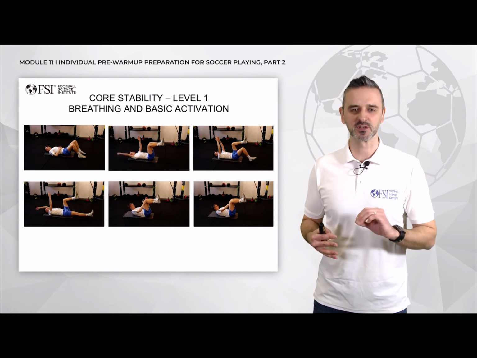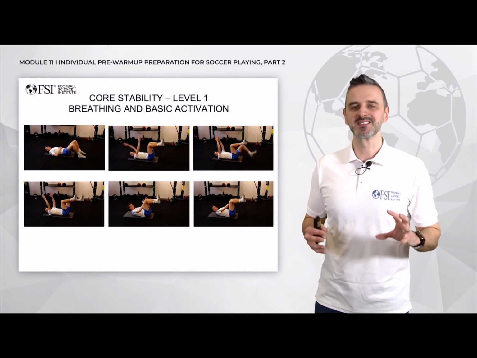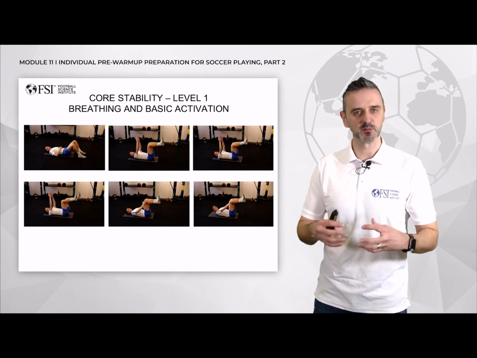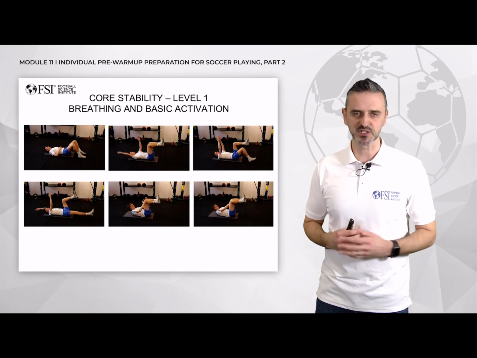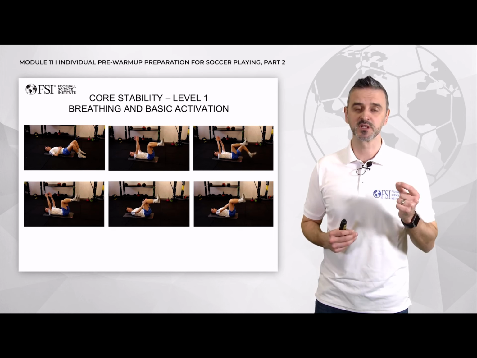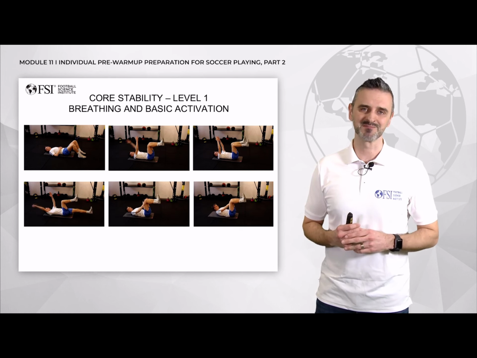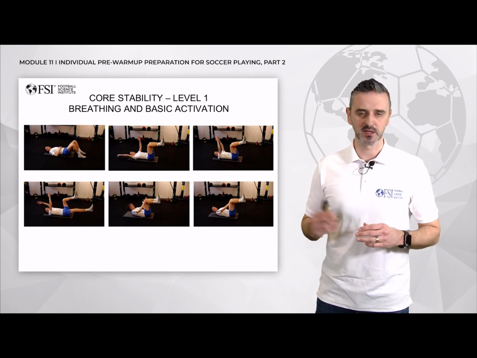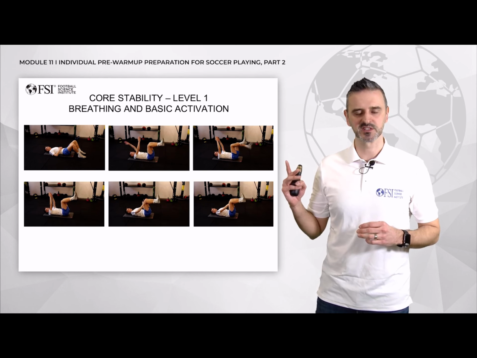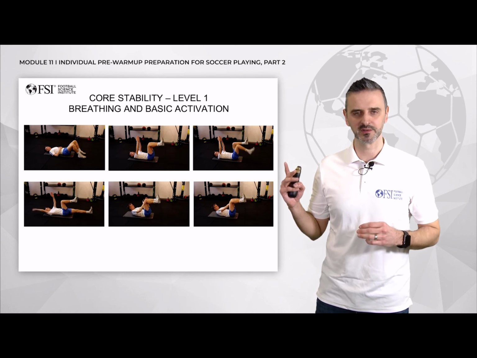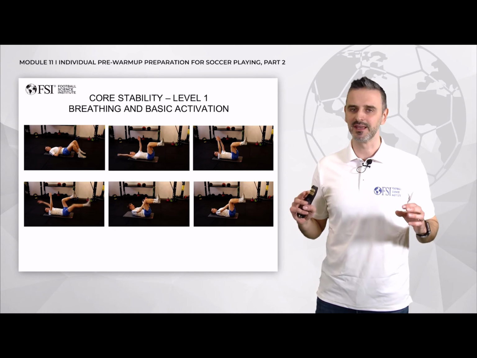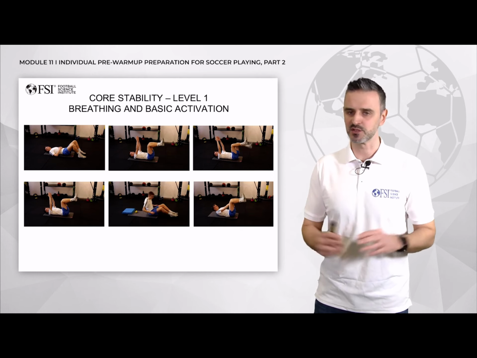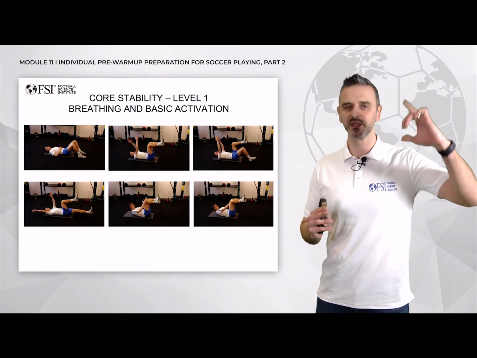And basic activation. At first, it's basic activation of transverse abdominal muscle, which is the one that fires first when you need to have spine stability. So, as you can see, all of these exercises are performed on the floor. That's why this is level 1. And to do only level 1 is not enough. We have to bring it up.